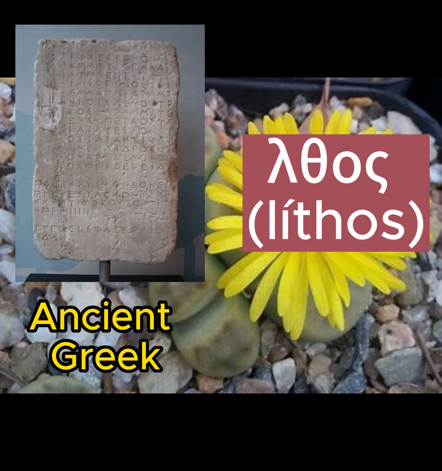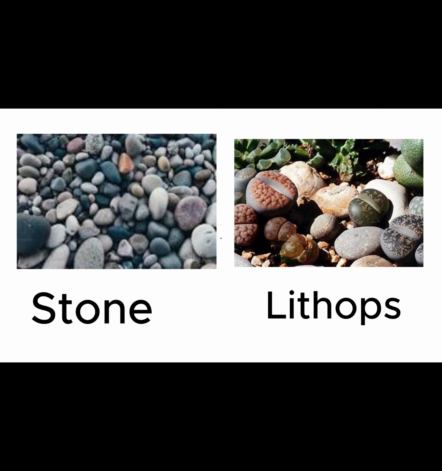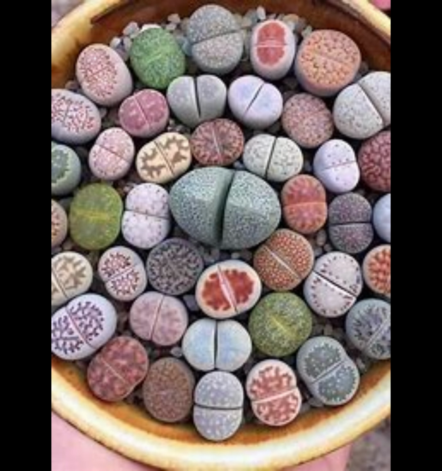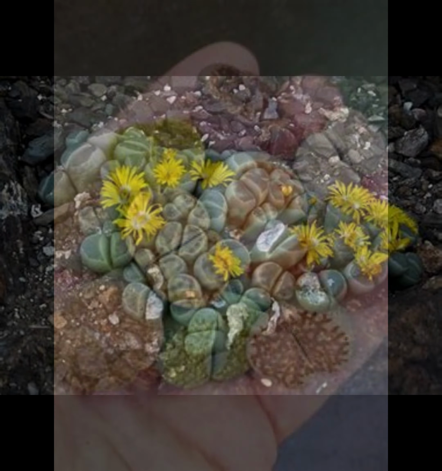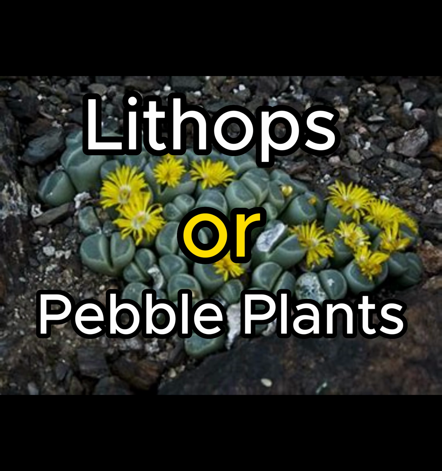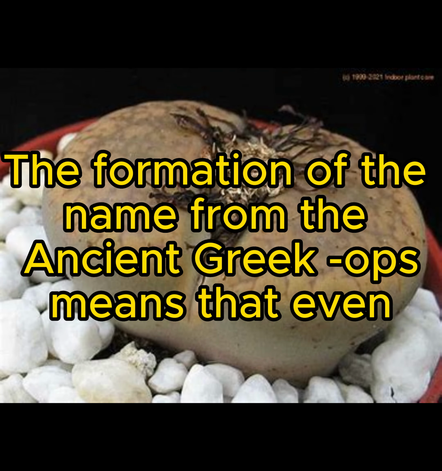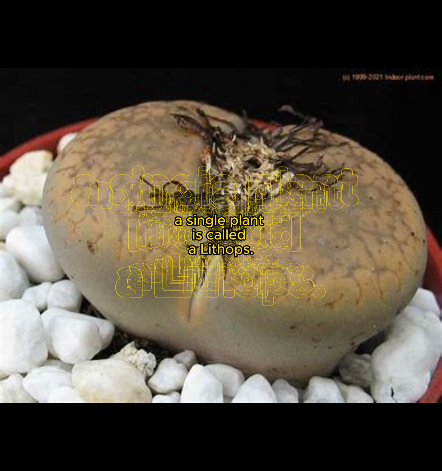The name is derived from the ancient Greek words lithos, stone, and ops, face, referring to the stone-like appearance of the plants. They avoid being eaten by blending in with surrounding rocks and are often known as pebble plants or living stones. Lithops is both the genus name and the common name. The formation of the name from the ancient Greek ops means that even a single plant is called a lithops.